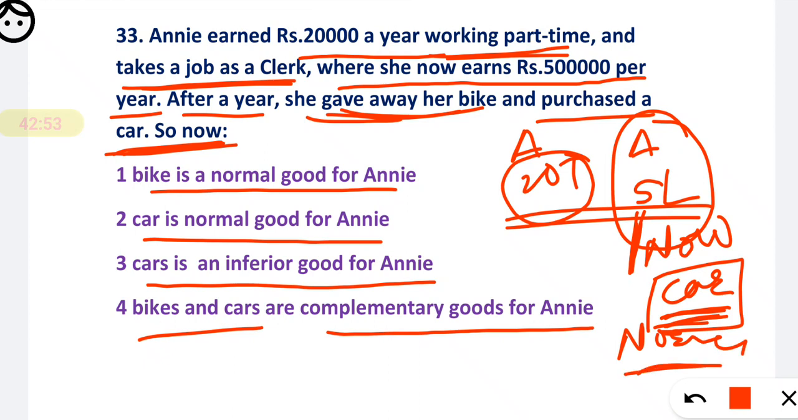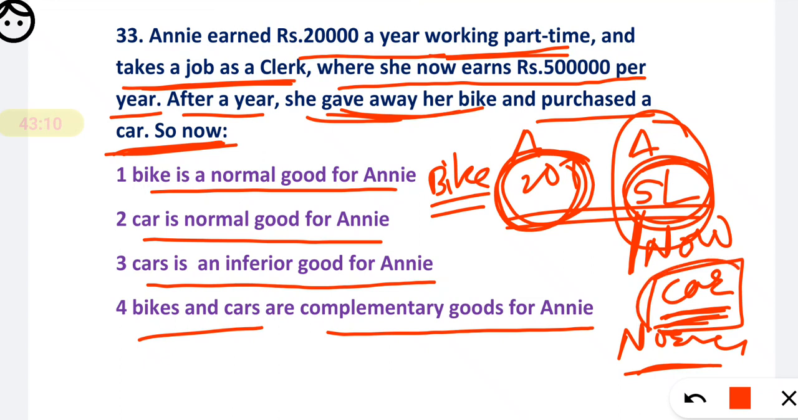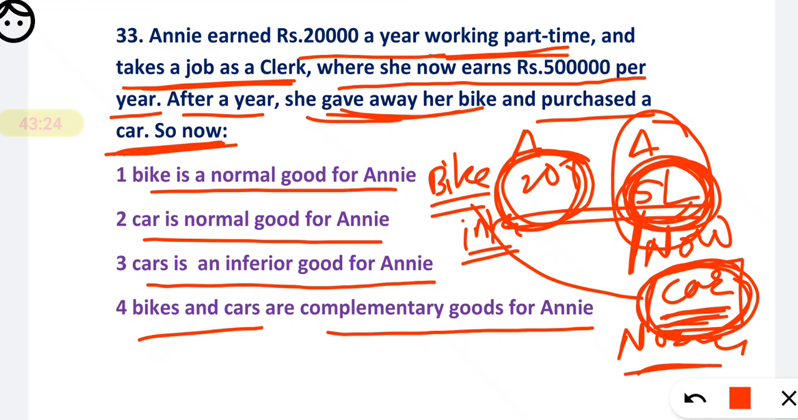See friends, previously if she was having only a 20,000 salary, a bike would be a normal good for her. But now she has 5 lakh rupees as a salary. So for her current position, the car will be the normal good. And for now the bike will be an inferior good for her, because she is earning more. She deserves to have a car. That's why the bike will be the inferior good, but the car is a normal good for her.